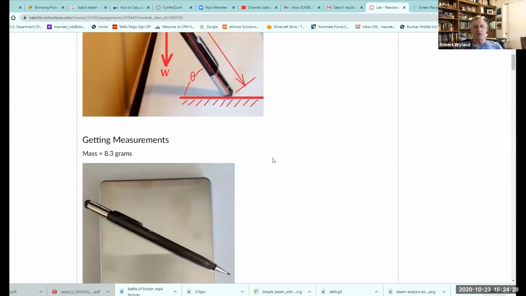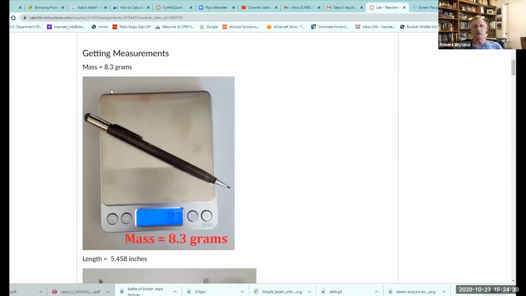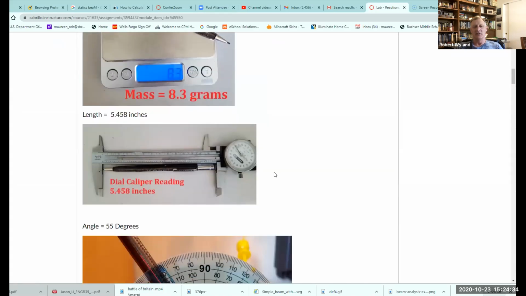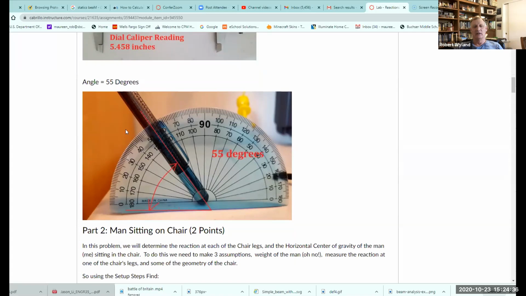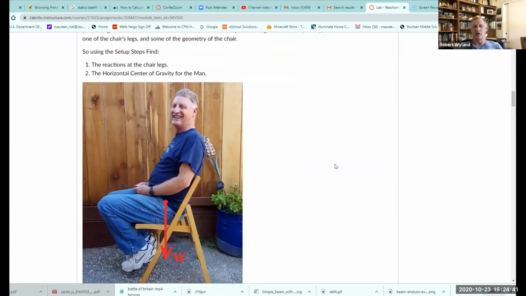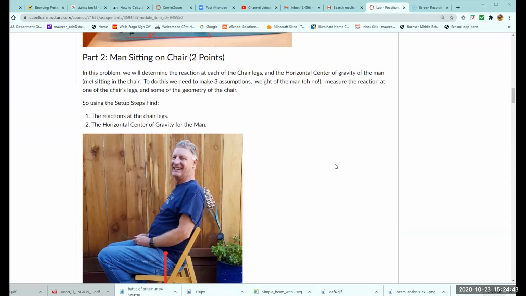We're going to solve for those reactions. You can follow through on the problem, but basically there's the weight, there's the distance of the pencil, here's the angle, and from that you should be able to solve that first problem.